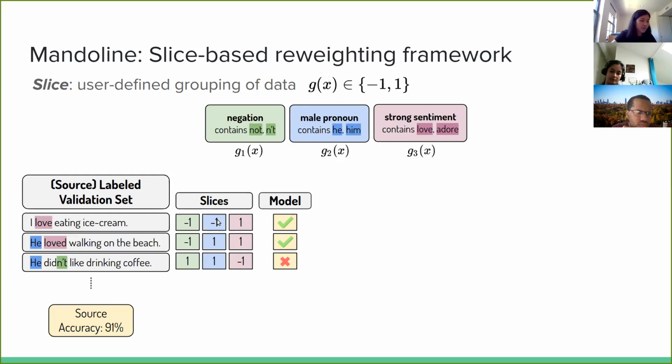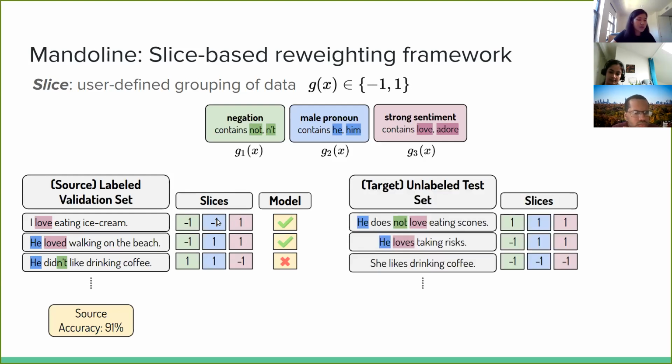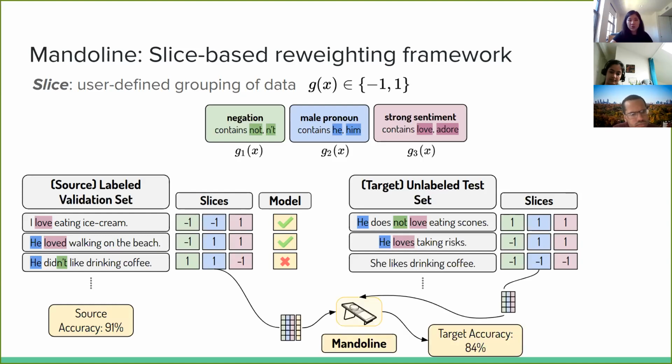We can do the same on the target data set to get binary vector representations, and we'll look at distribution shift in terms of these discrete representations. And Mandoline will reweight the source accuracy in the left box over here using the slices to output an estimate of accuracy on the target data.